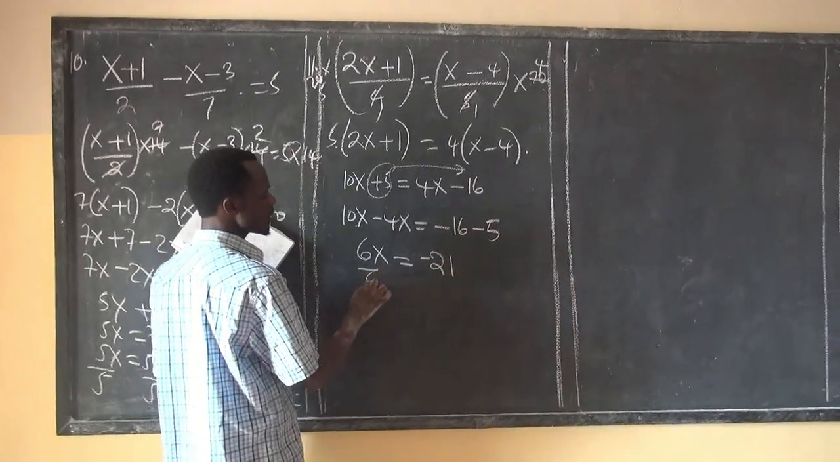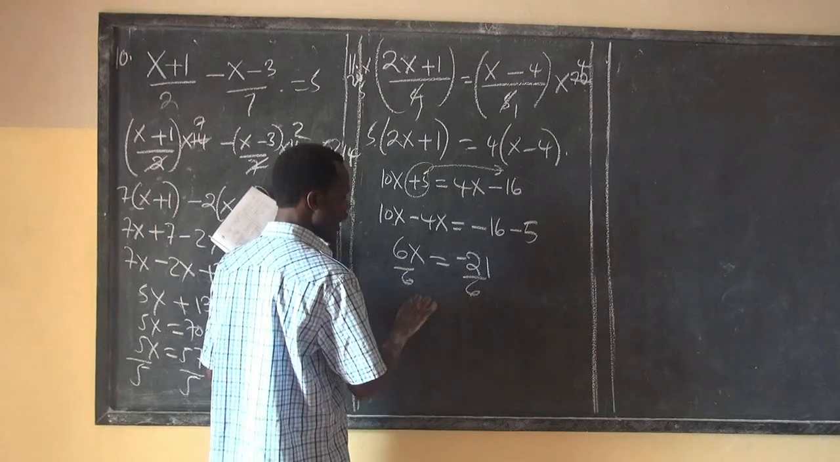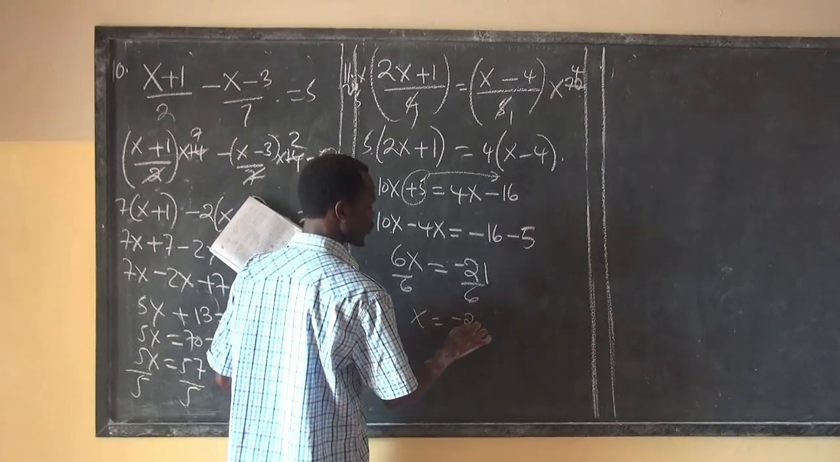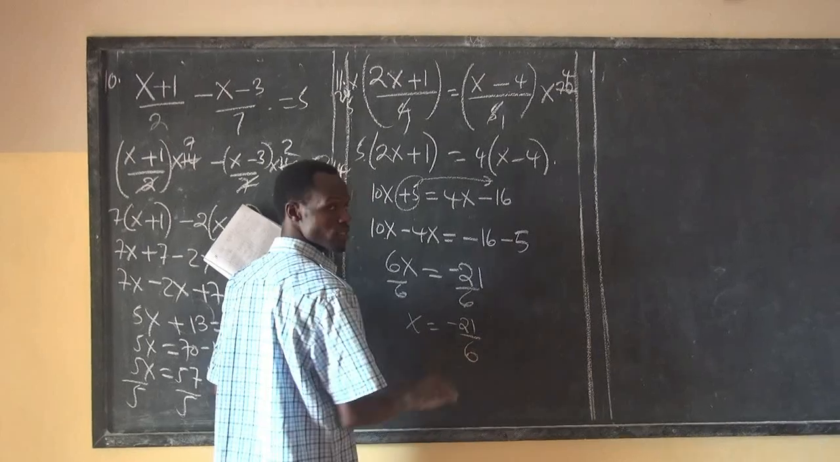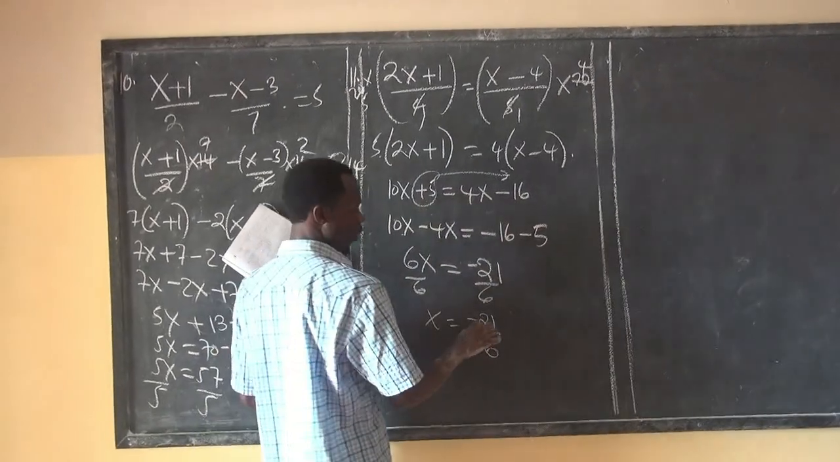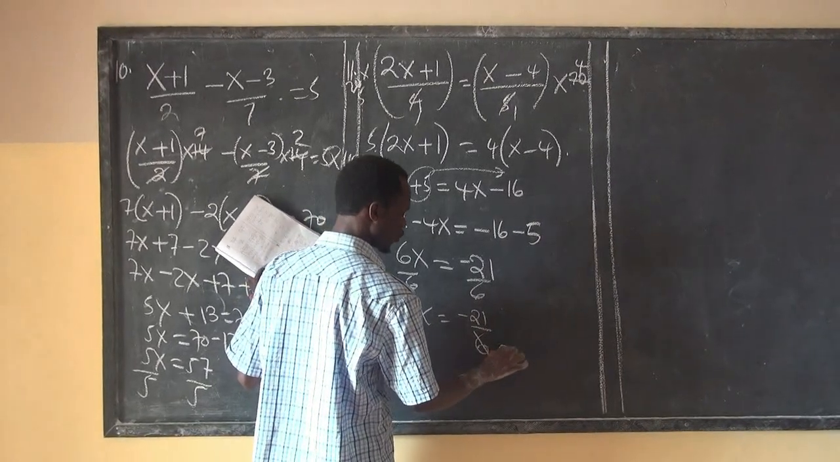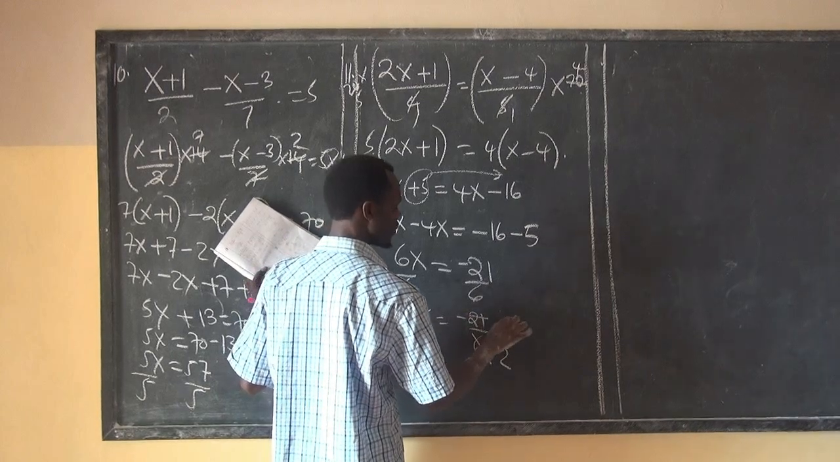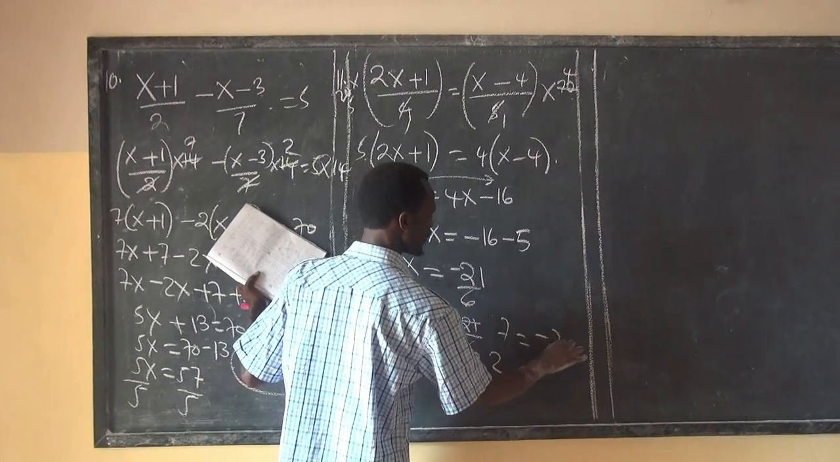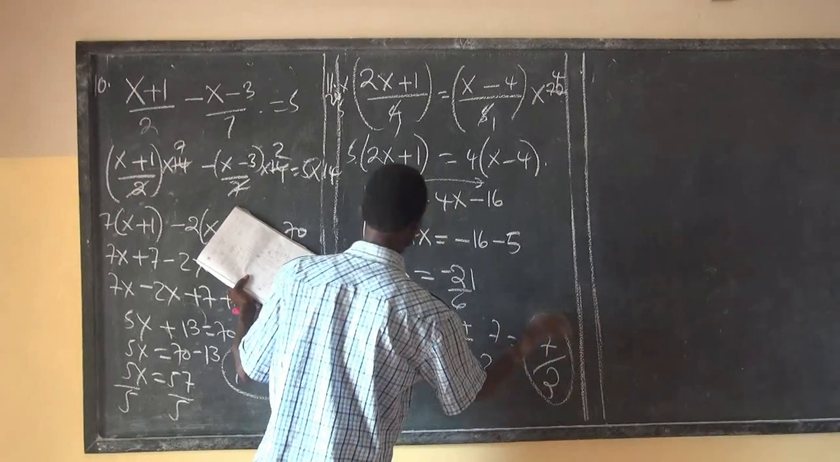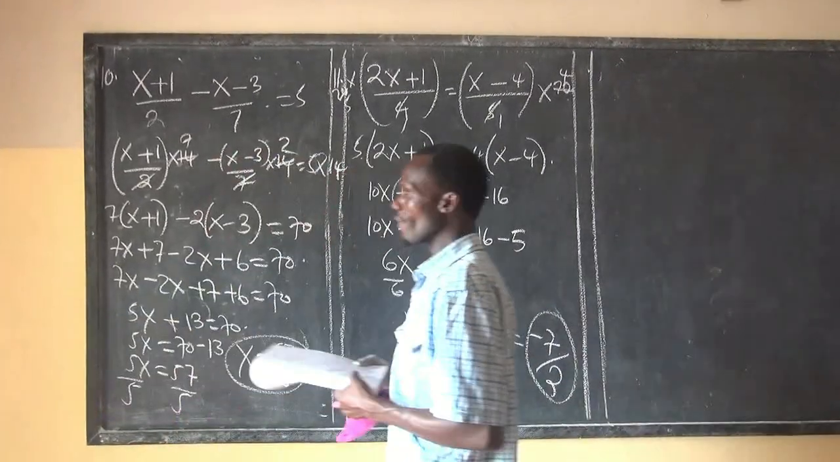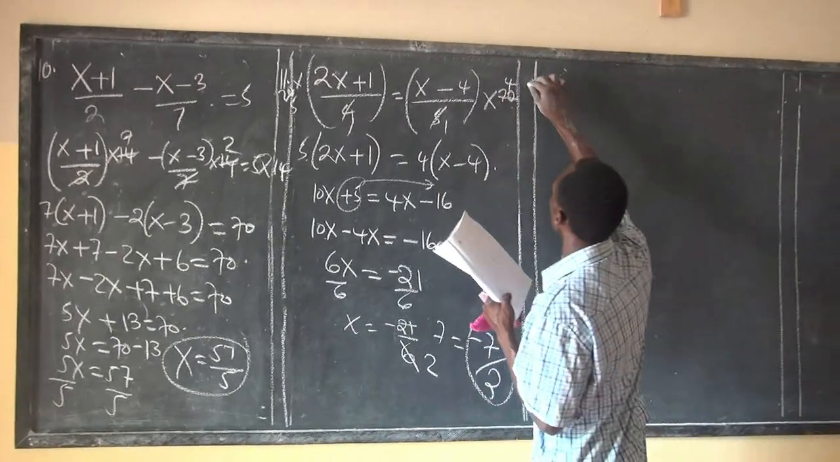Now, you divide by 6. Now, x is equal to negative 21 over 6. We can simplify, because this can be simplified. 1 by 3 here, 2. By 3 here, 7. Now, an answer is negative 7 over 2. This is what we've been looking for. Now, the other question, question number 12.